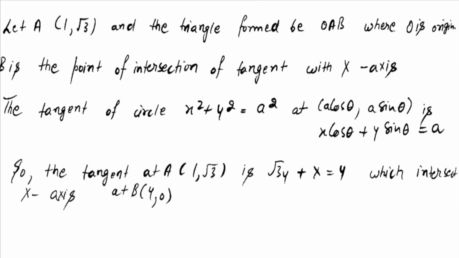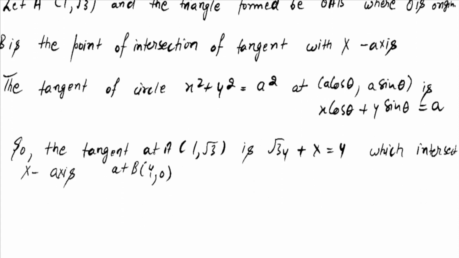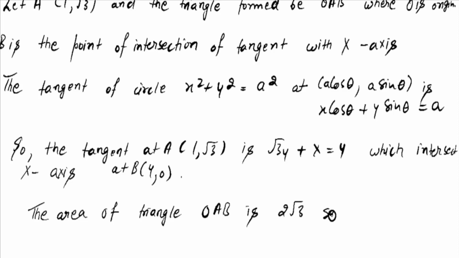So now we can say the area of triangle OAB is 2 under root 3 square units, because the tangent at A (1, under root 3), by using the equation of point A, is under root 3 y plus x equals 4, which intersects the x axis at point B, that is (4, 0). So the area of triangle OAB is 2 under root 3 square units.